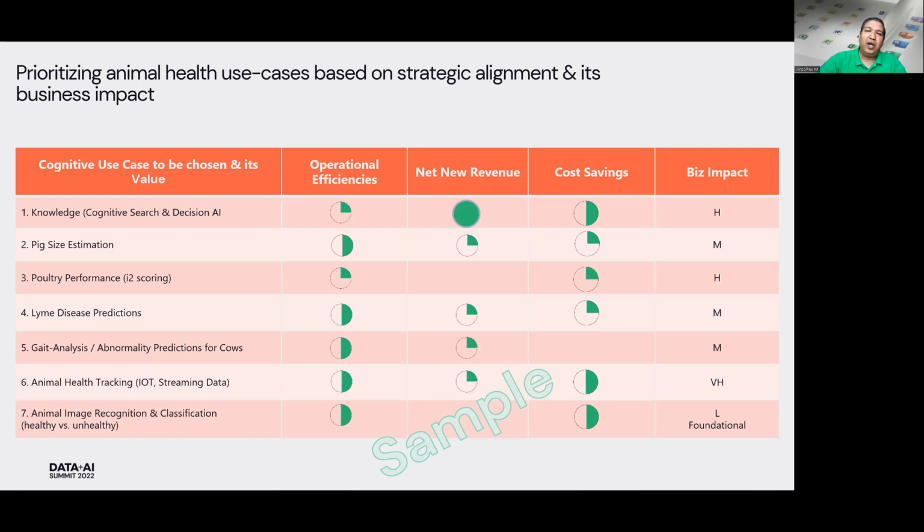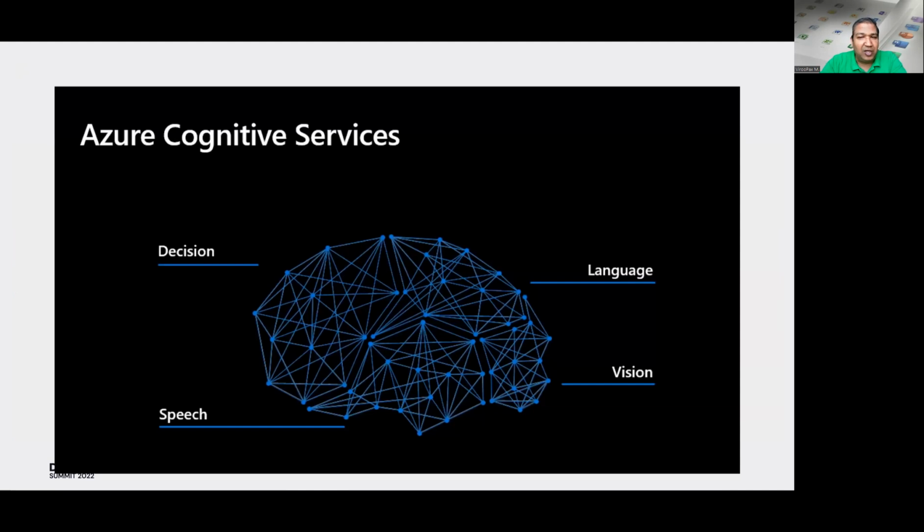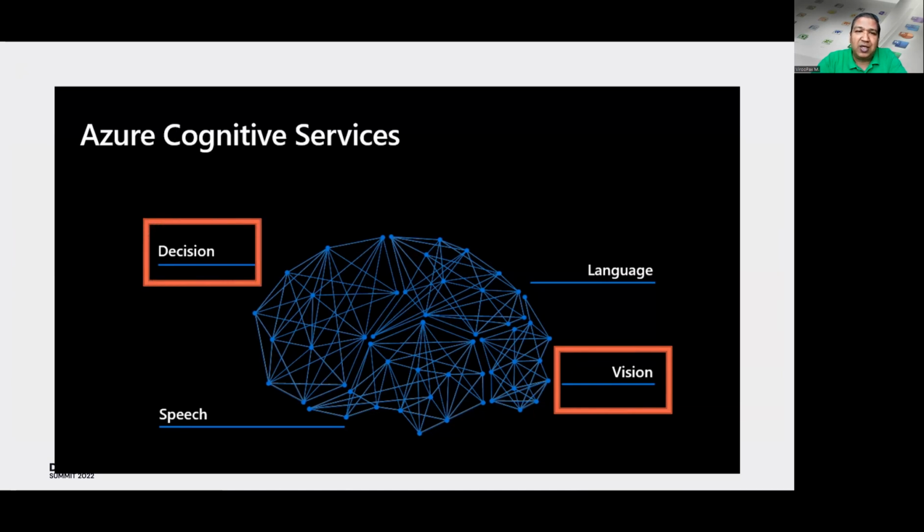But each one, we can look at it across 3 or 4 different operational levers: operational efficiency, net new revenue, cost savings that it can bring, and the overall business impact that it gives the business. This is just an example of a framework which we've used in the past. And one of our customers said, let's focus more on vision and decision. If you think about Azure's cognitive services, you have many possibilities, but we'll focus in this particular session on decision AI and vision AI, and the combination of the two as it applies over here specifically.